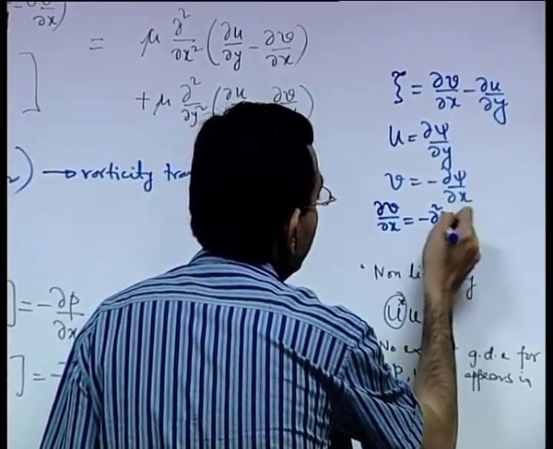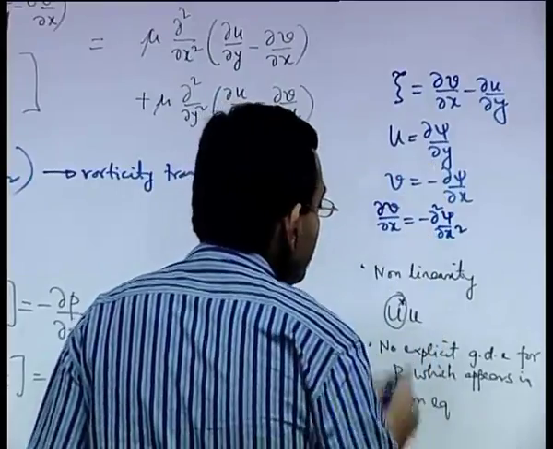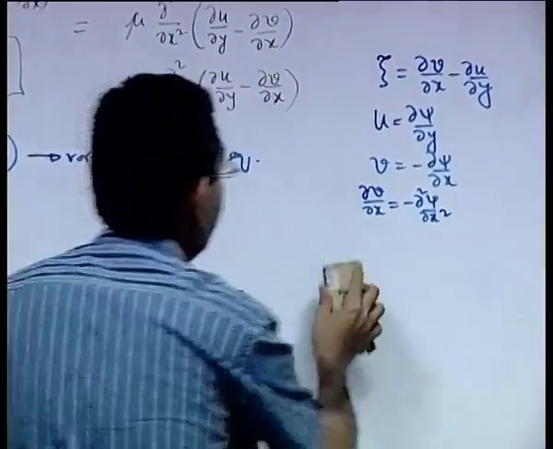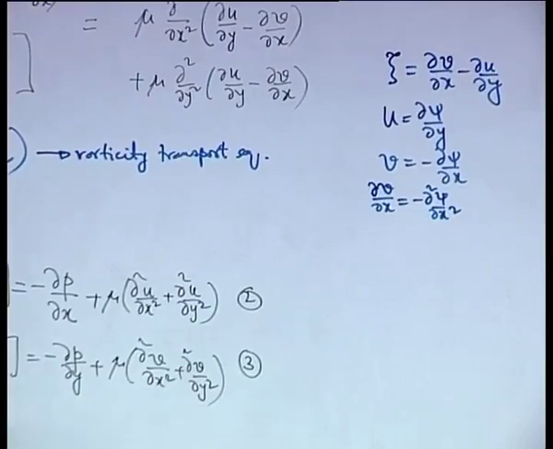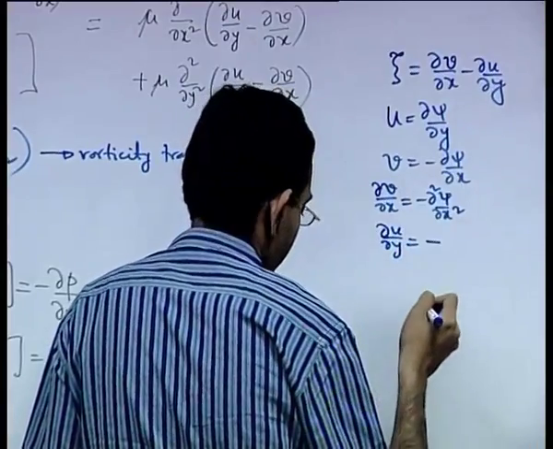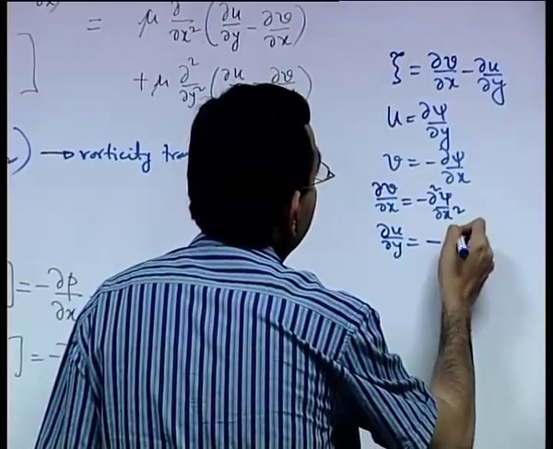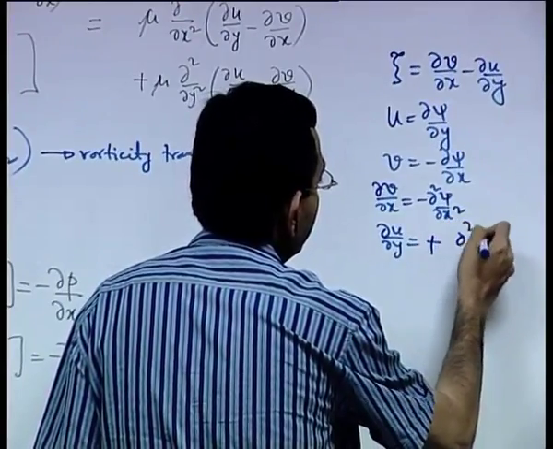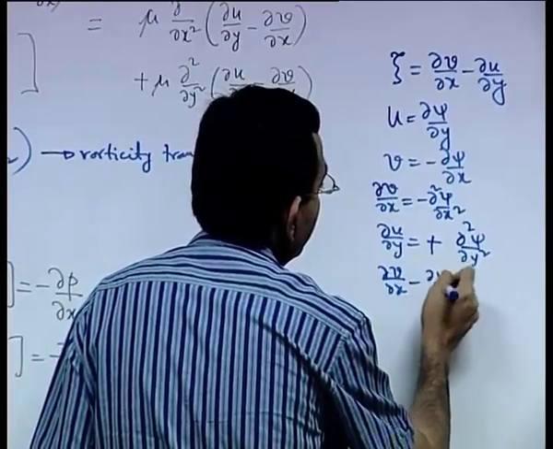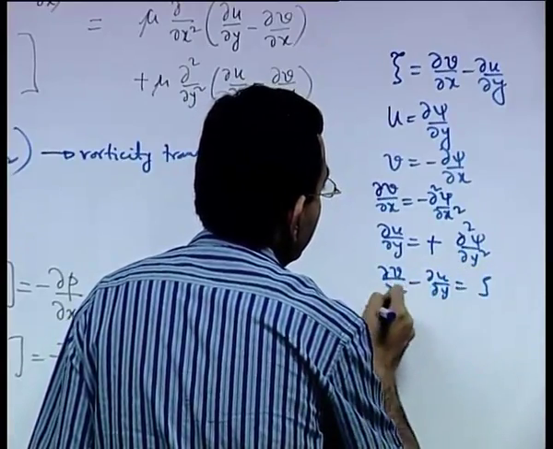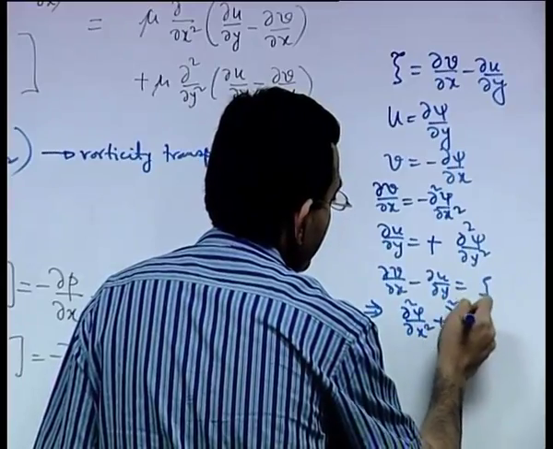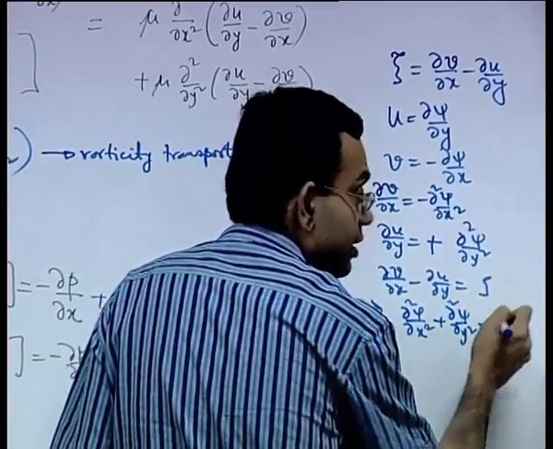Minus ∂²ψ/∂x², then ∂u/∂y, minus, plus ∂²ψ/∂y². So, ∂v/∂x minus ∂u/∂y equal to ζ implies ∂²ψ/∂x² plus ∂²ψ/∂y² is equal to minus ζ.